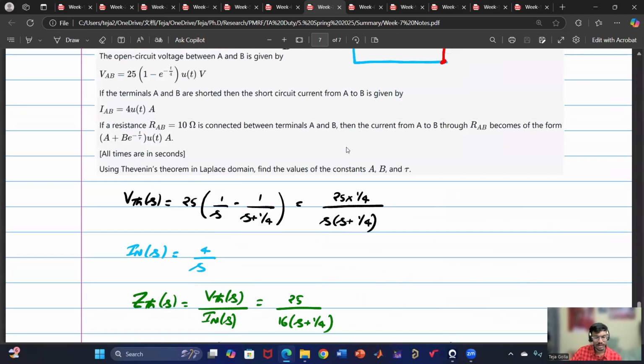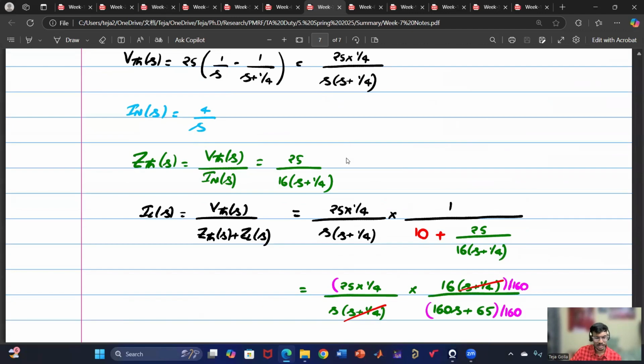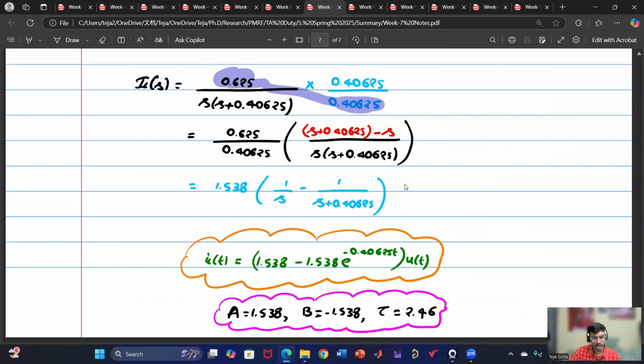Norton and Thevenin are more or less related. VTH is nothing but ZTH times I Norton. If you know this, then you can transform the Thevenin equivalent into the Norton equivalent and vice versa. So this week we have discussed various network theorems and also solved a couple of problems on these network theorems. So any queries until week 7?